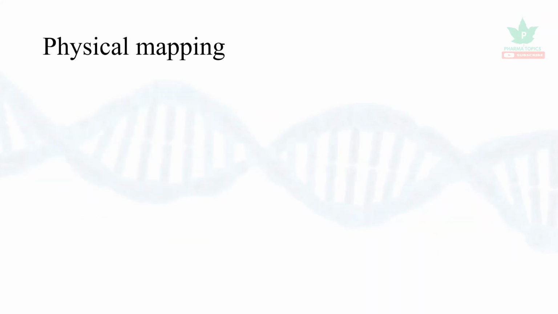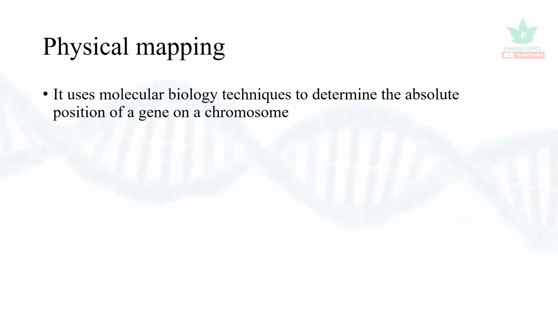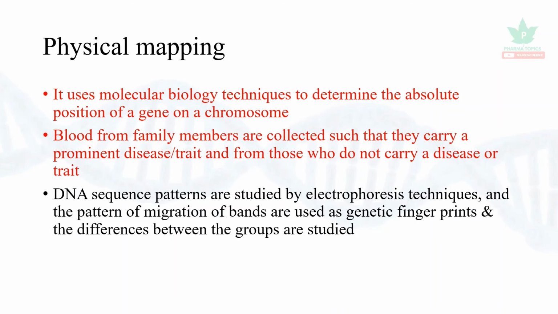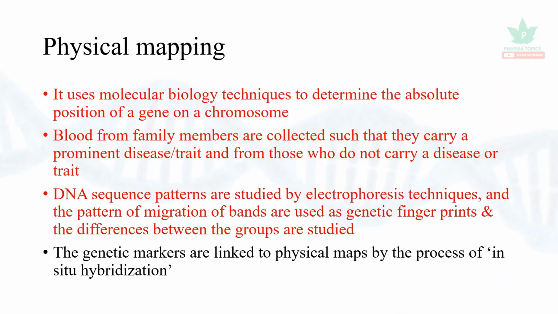Let us know about physical mapping. It uses molecular biology techniques to identify the position of a gene on a chromosome. Blood from the family members is collected from those who are having the disease and those who are not having the disease. The DNA sequence patterns are studied between the diseased and non-diseased family histories, and they come to a conclusion out of this. The genetic markers can be studied by in situ hybridization technique.